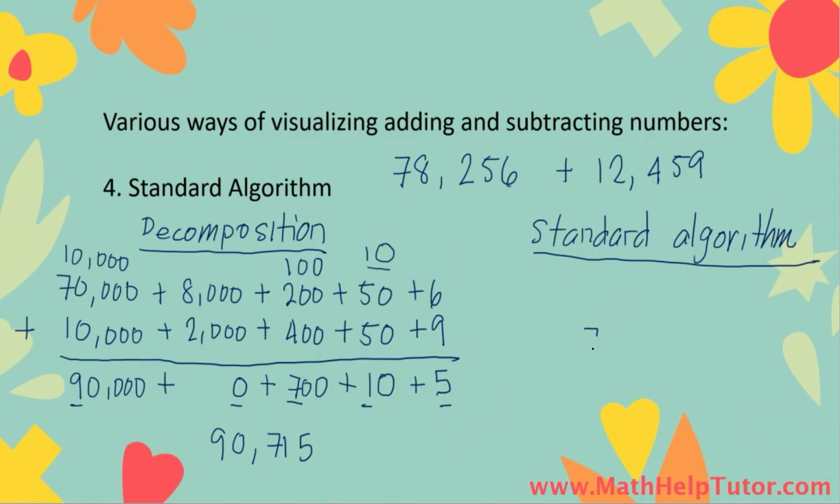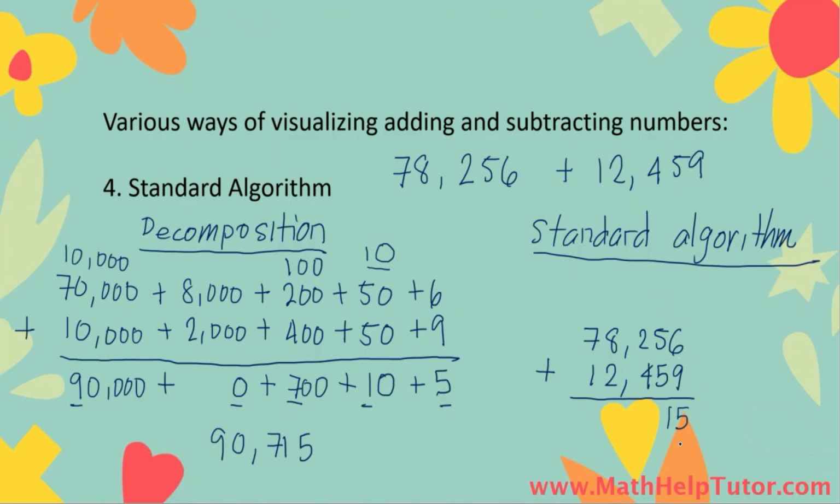So we have 78,256 plus 12,459. Let's put an underline here to separate the numbers from the answer. So in doing the standard algorithm, we just add the individual digits beginning from the ones place moving to the left. So what's 9 plus 6? 9 plus 6 is 15.